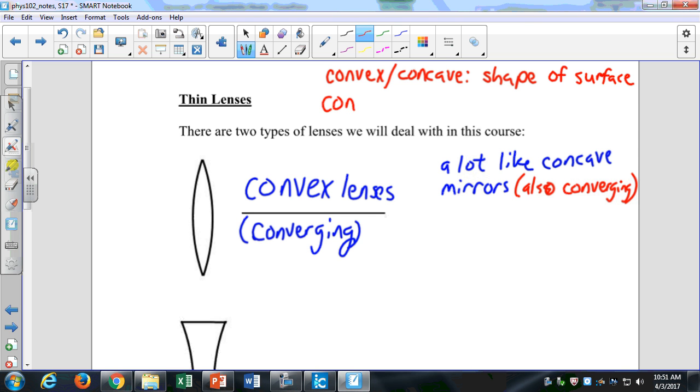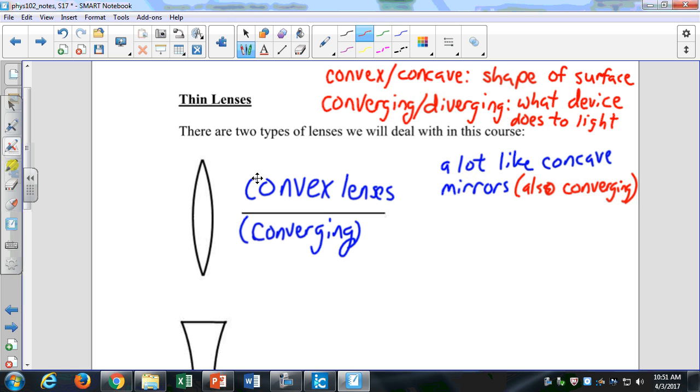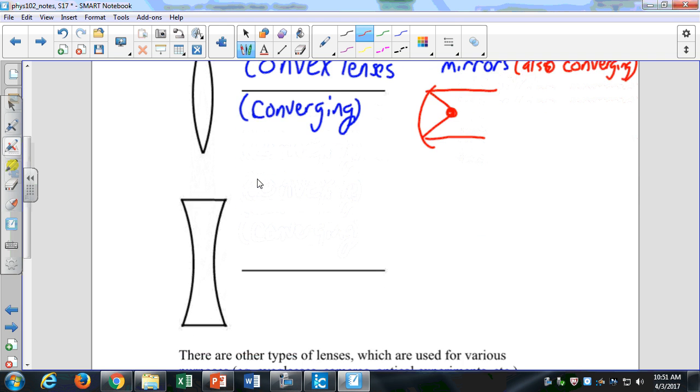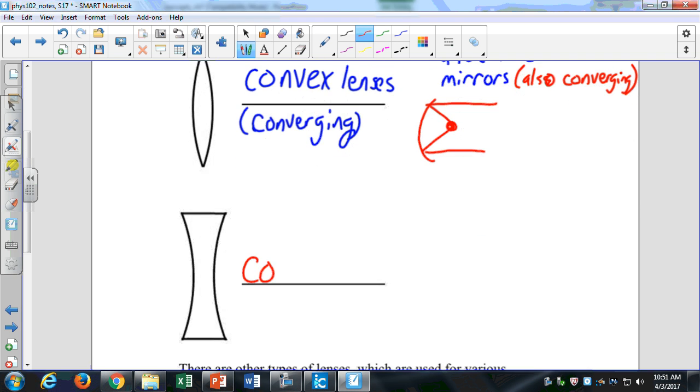And then we'll see converging and diverging. These words refer to what they do to the light. So what the device does to light. Does it make light converge to a point, or does it make it diverge? So for example, if you remember the concave mirrors, light came in and converged at a particular point. In a similar way, convex lenses will take light that comes in parallel and make it converge to a particular point.